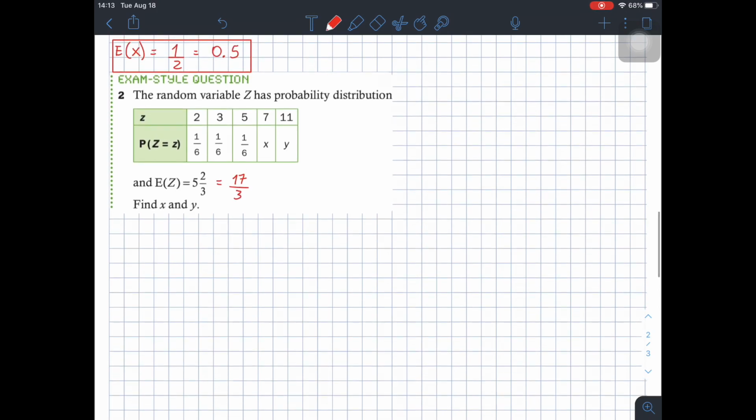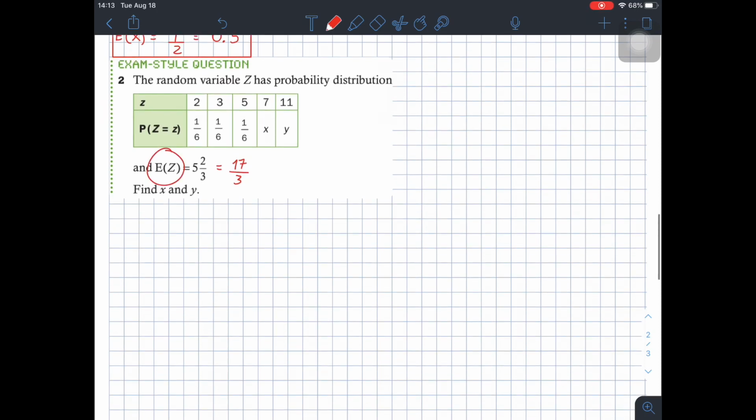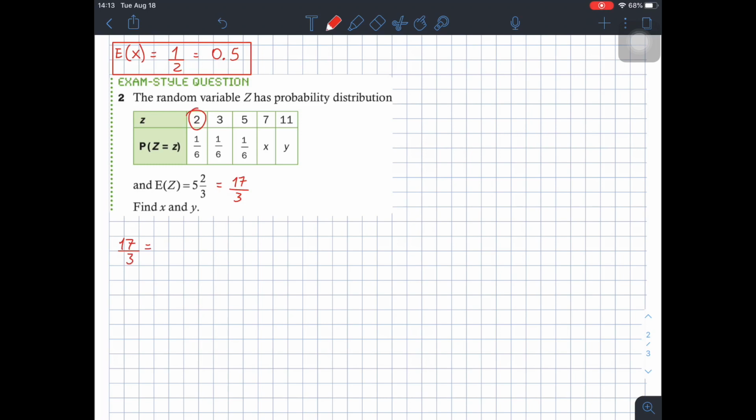Okay, so we have the value of the expected value, and we want to find the values of x and y. Okay, how can we do this? The first thing we can do is use the concept of expected value, right? We know that the expected value, that in this case is 17 over 3, is found by multiplying each of the possible events by their probabilities, right? So 17 over 3 is equal to 2 times 1 over 6 plus 3 times 1 over 6 plus 5 times 1 over 6 plus 7x plus 11y.